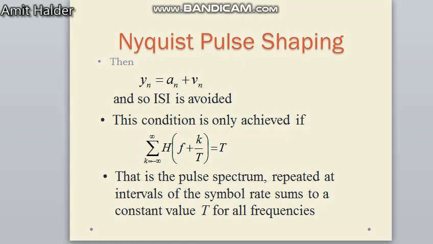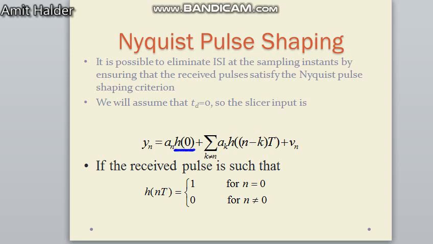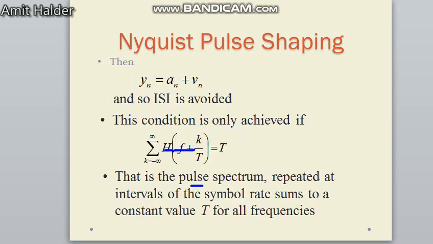As you can see, that's the Nyquist pulse shaping. What is the Nyquist pulse? It is yn equals an plus bn, and so ISI is avoided. When you put the value here, you find h0. The h0 is 1, so you get just an, right? So just put the value here. You can see that is the an plus bn. So no other function can overlap.